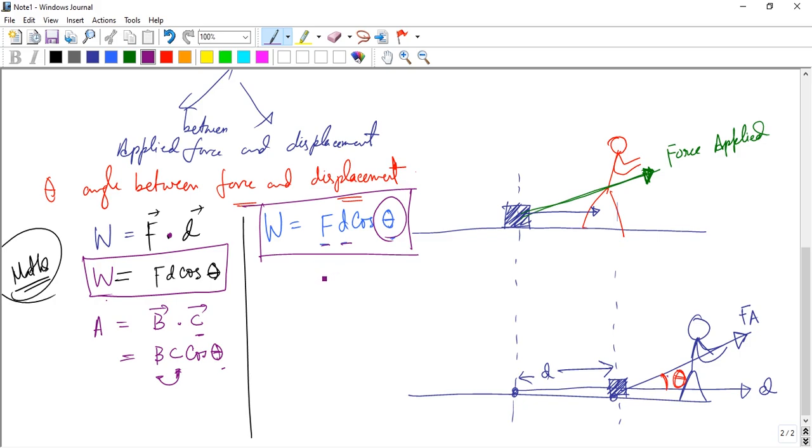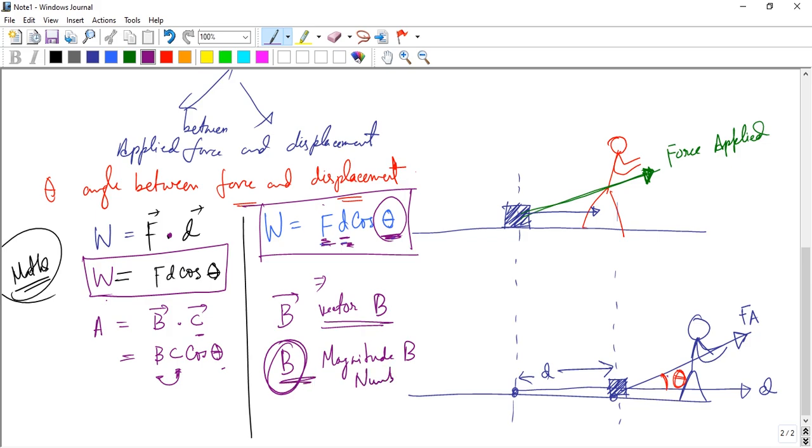Similarly, in physics, FD cos theta, where theta is the angle between force and displacement. Force is a vector and displacement is also a vector, and here F and D are magnitudes. Magnitude means a number, and that is a direction, representing direction.